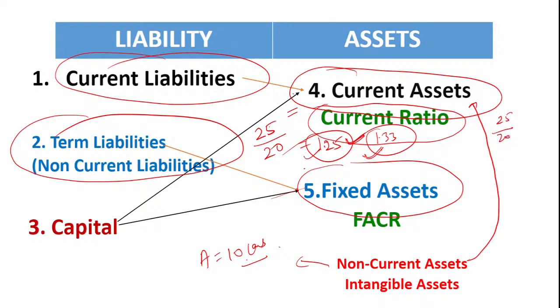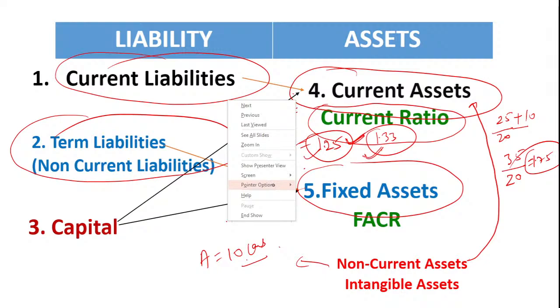25 divided by 20. Now the non-current asset, meaning the investment in associate concern, they are showing as part of book debts. They are not showing it as part of non-current assets. So because of that, the current asset has now become 35 and the current liability is still 20. So if you see, the current ratio is now 1.75. You will feel very happy with this figure. The company's current ratio has improved.